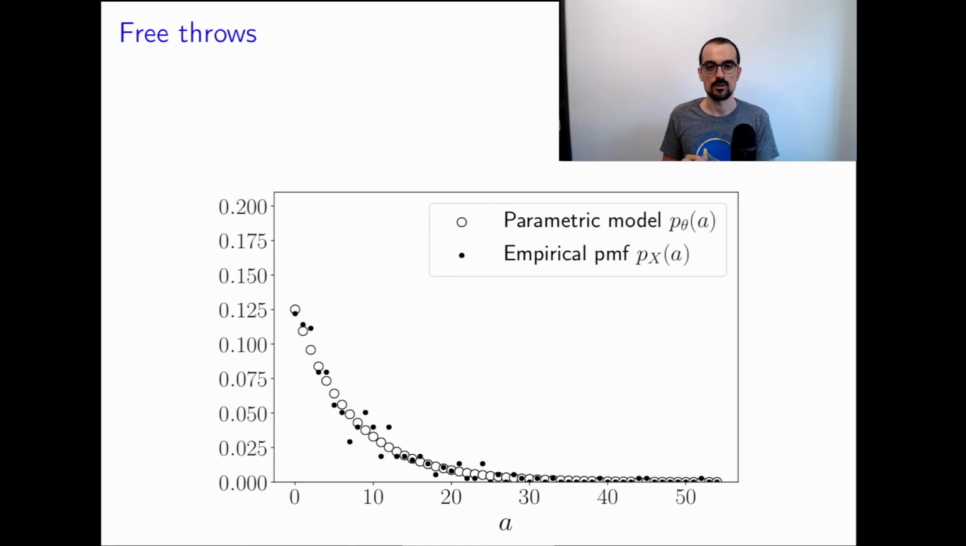Okay, this is how the two models look. And now we want to think about how to evaluate them. Here the parametric model are the circles. Notice that it's a nice geometric curve. And the empirical PMF is much noisier. These are the observed empirical probabilities, these black dots.